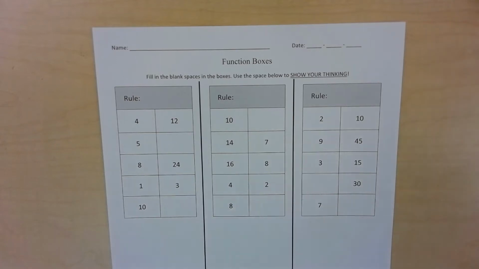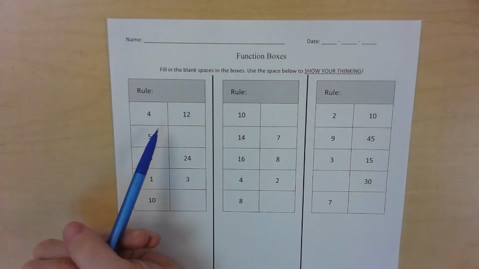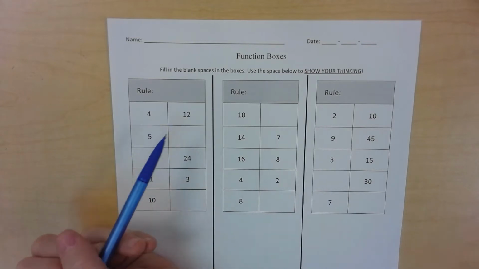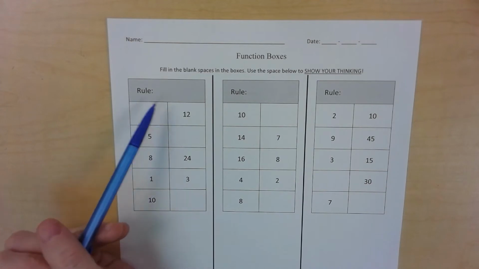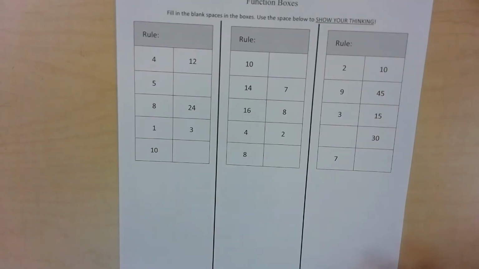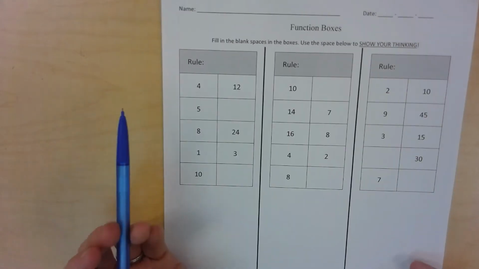Today we're going to talk about function boxes. With function boxes, a number goes into the function box and then comes out of the function box. Something happens to this number to get to the second number. Whatever is happening is called our rule, and it's happening for all of the pairs of numbers. We don't know our rule, so we have to figure it out.